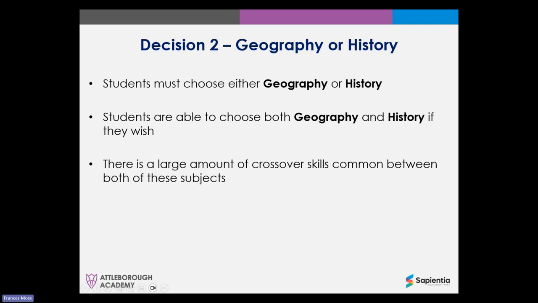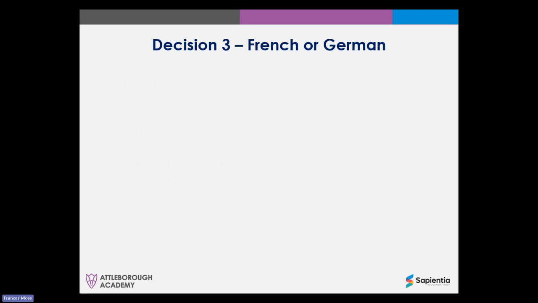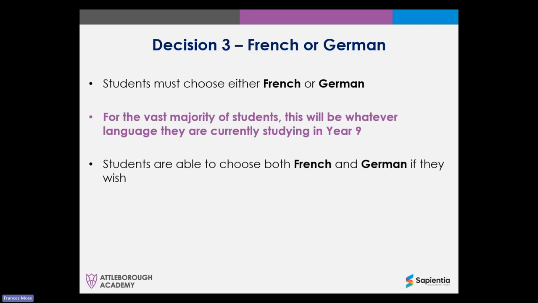Okay, right, decision three to make is French or German. So students must choose either French or German. For the vast majority of our students, this will be whatever language they're currently studying in year nine. Obviously, just like the geography and history split, students are able to choose both French and German if they so wish.